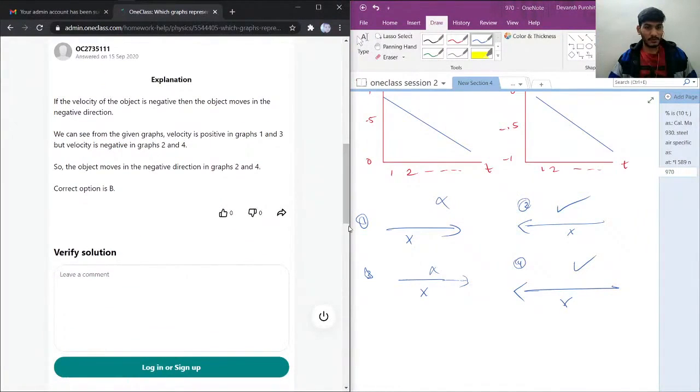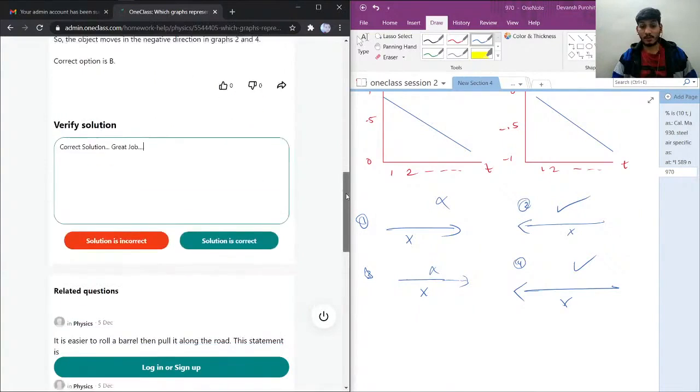If the velocity of an object is negative, then the object moves in the negative direction. We can see from the given graphs, velocity is positive in graphs 1 and 3, but velocity is negative in graphs 2 and 4. So the object moves in negative direction in graphs 2 and 4. Correct option is B. So again, correct solution. Great job. So our final answer is the B option, or second and fourth graphs.